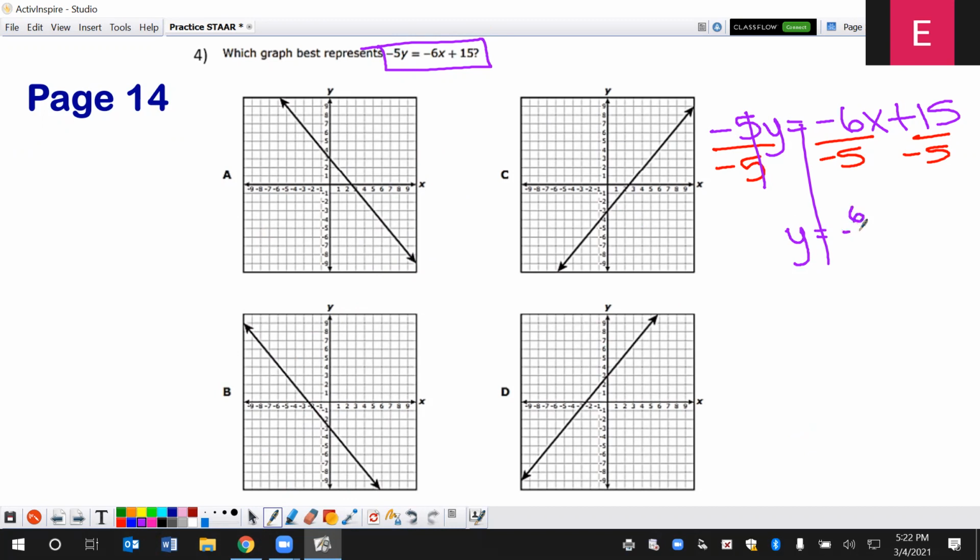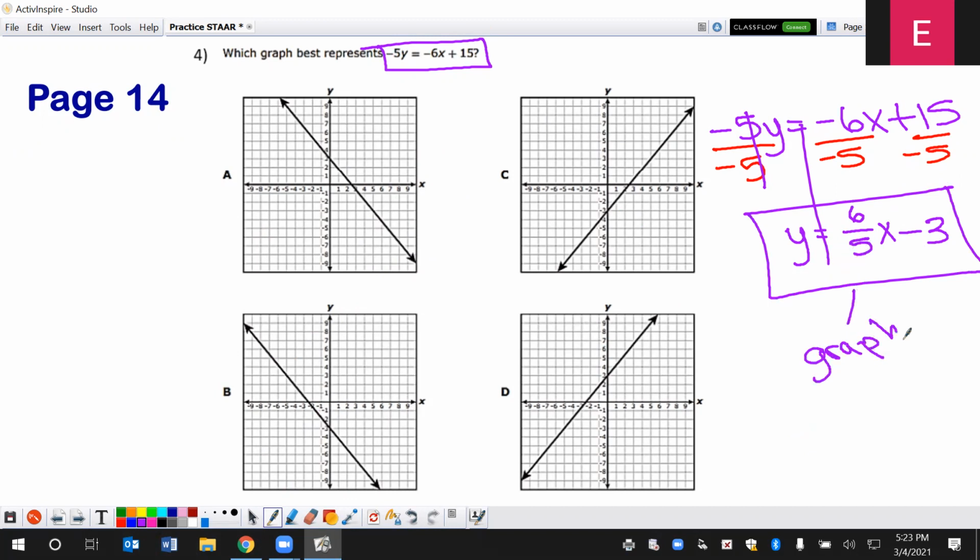Negative 6 divided by negative 5 gives me a decimal, so I'm going to keep it as a fraction. It's positive 6 over 5. And then positive 15 divided by negative 5 gives me negative 3. So now I have y by itself. Now I can graph this in decimals. 6 over 5x minus 3.